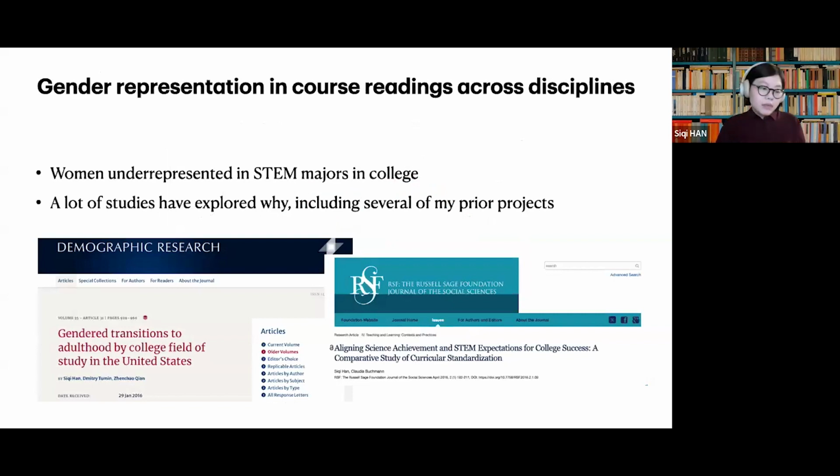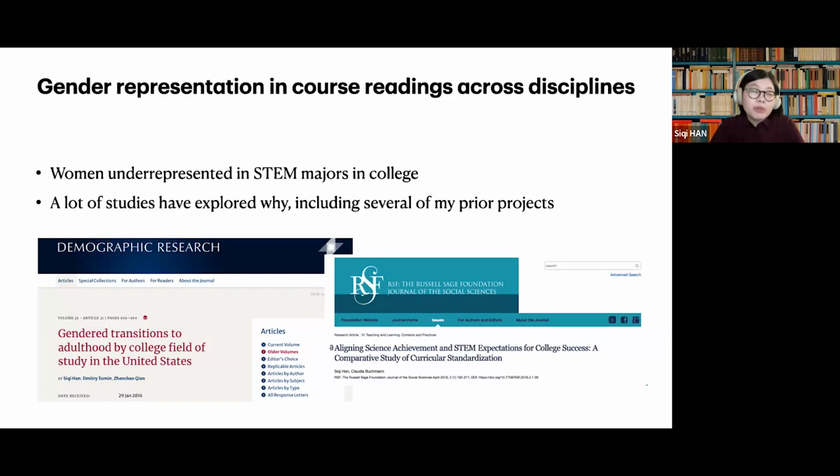Another relevant project ongoing is about gender in STEM using the syllabi data that we have. Gender in STEM, especially women's underrepresentation in STEM, is not a new topic at all. It is a very common topic in sociology of higher education. A lot of studies explore why women cannot catch up with men in the STEM majors. Some of these, including my work, tackle this issue.